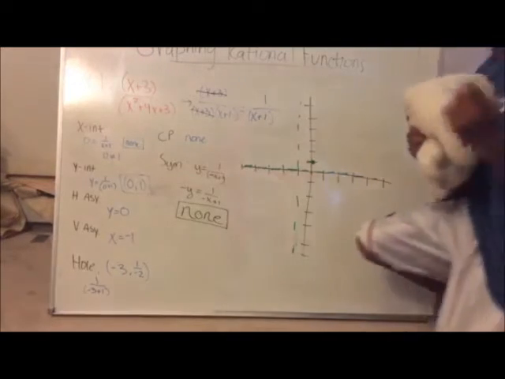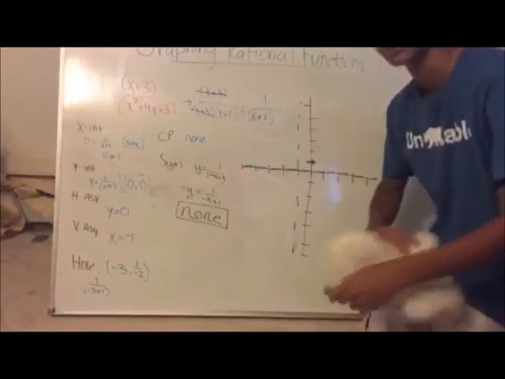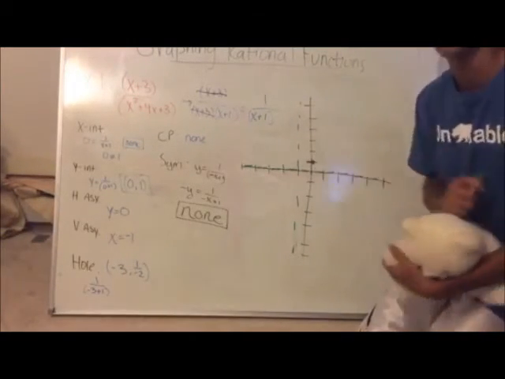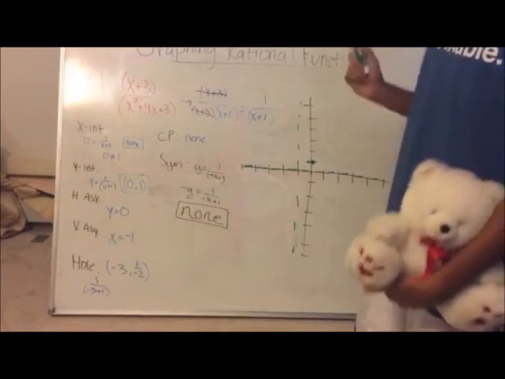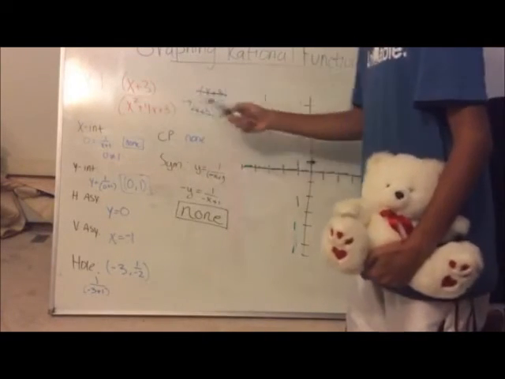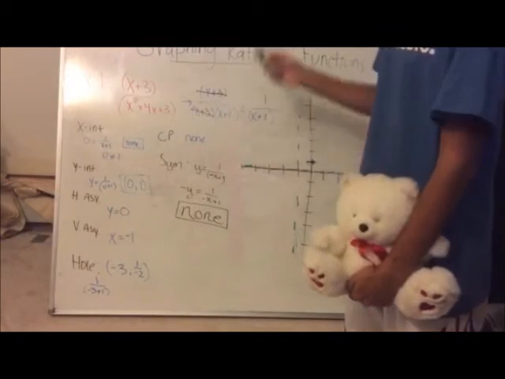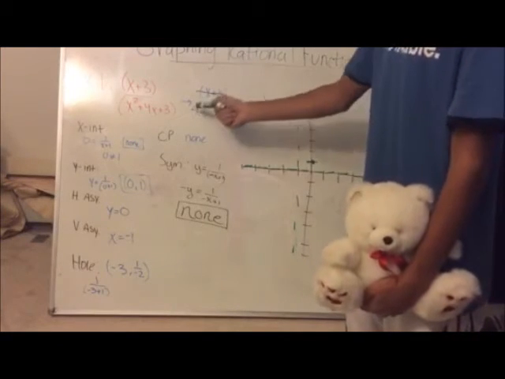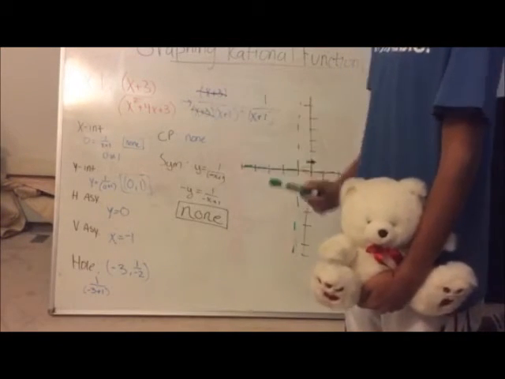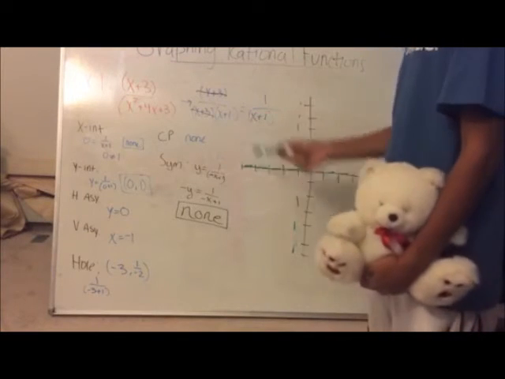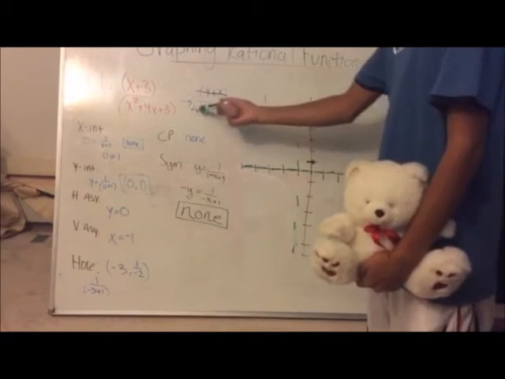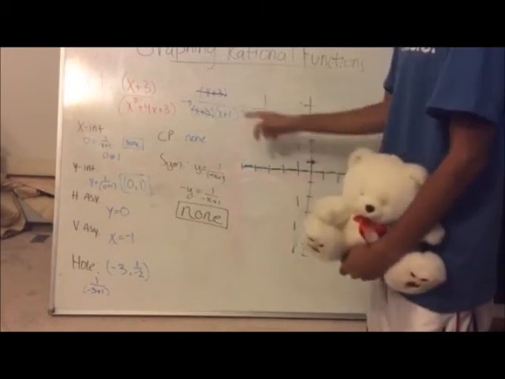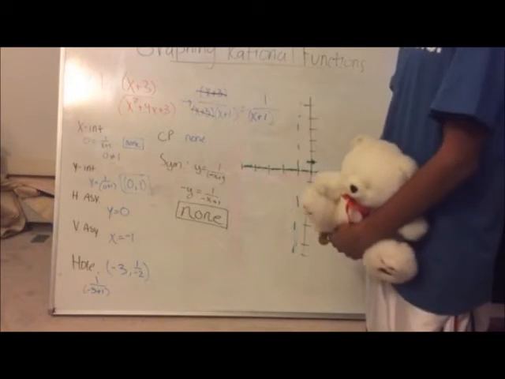Okay guys, now that we've finished talking about the components of a rational function, we can finally graph one. So, in our example, we have x plus 3 over x squared plus 4x plus 3. We simplified this down to x plus 3 over x plus 3 multiplied by the quantity x plus 1. Obviously, x plus 3, we can cancel those out. We're left with 1 over x plus 1.